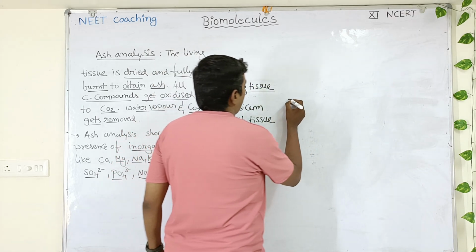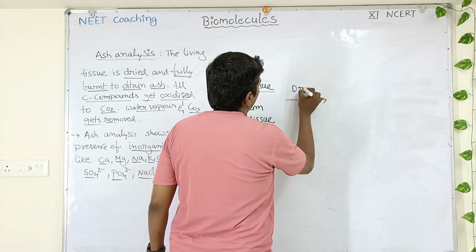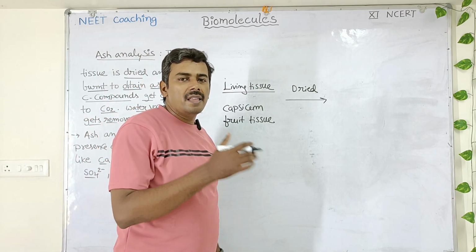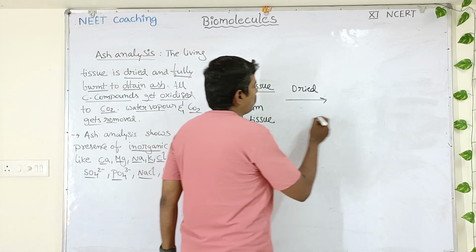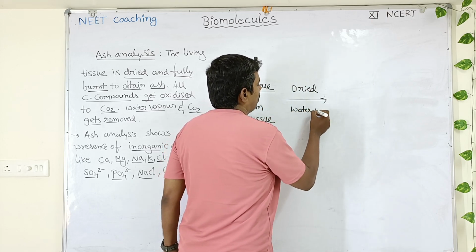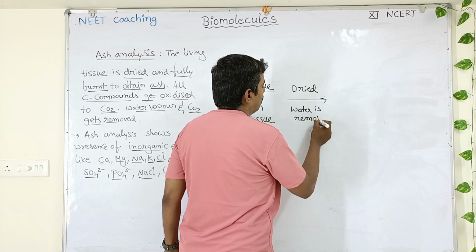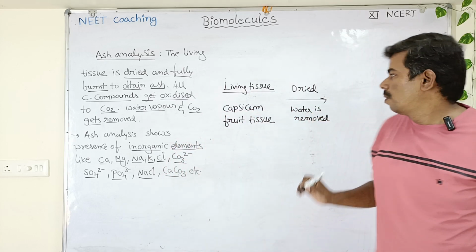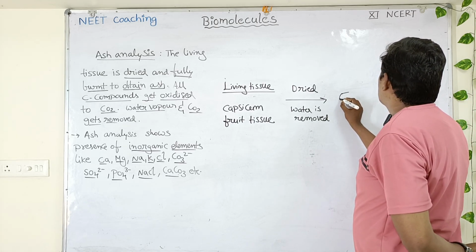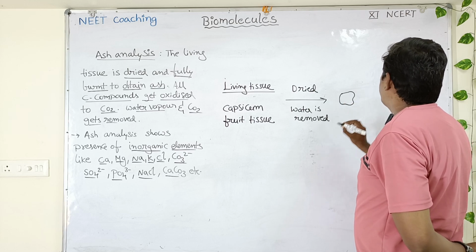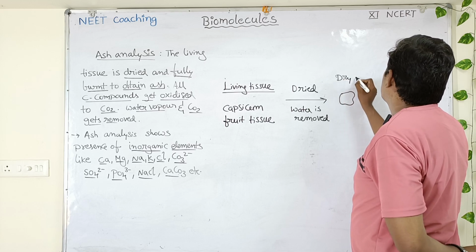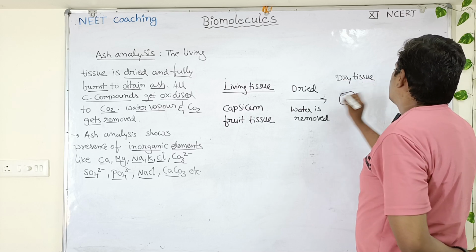So the living tissue is dried thoroughly. We can use a sunlight drying method or we can dry inside the oven. Once the living tissue is dried, what happens? All the water content gets removed. Water is removed during the drying process. Once the drying process has completed, our tissue, imagine this is our living tissue, will shrink in size. This is the dry tissue which you have obtained after the drying process.